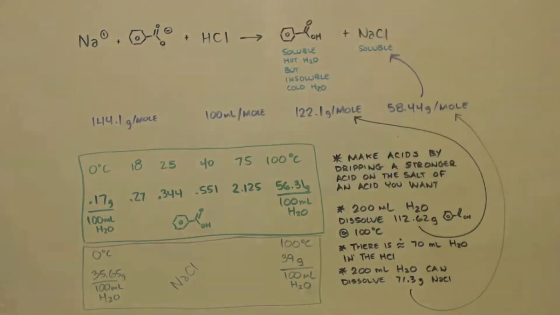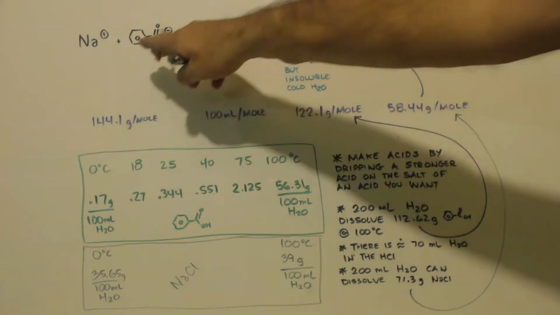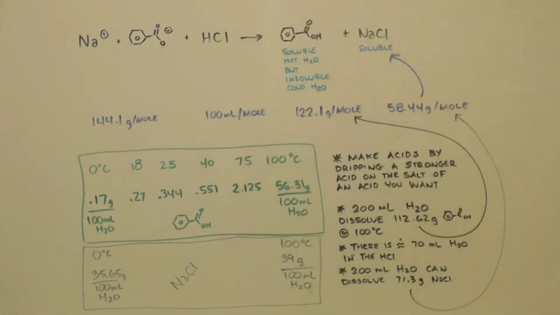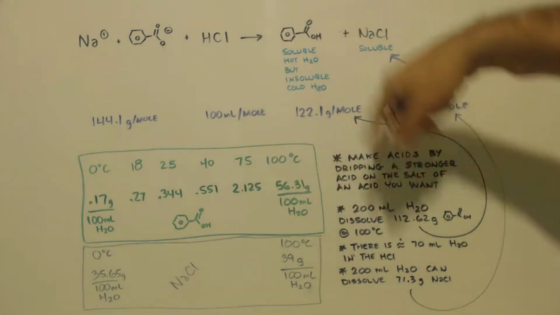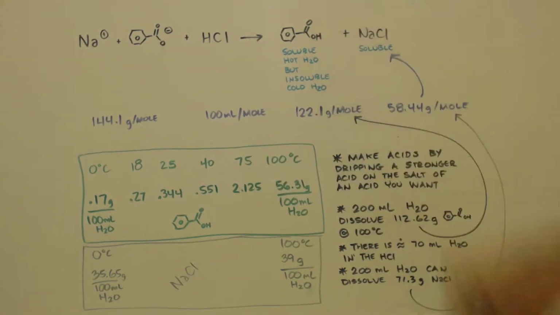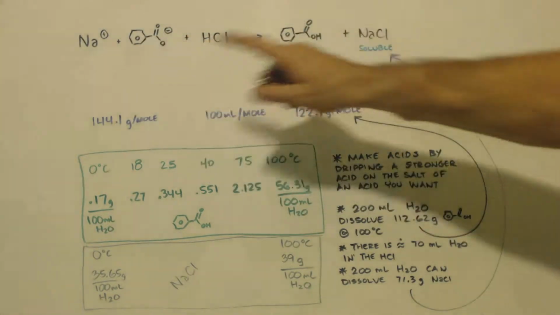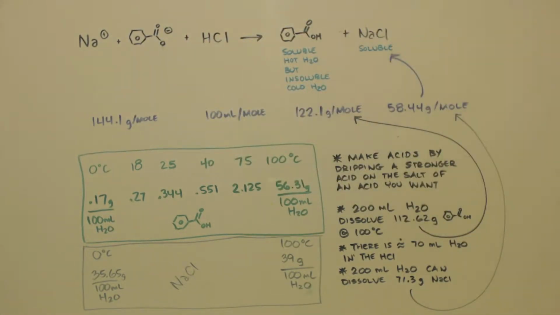Here's the equation. We got some sodium benzoate, 1 mole of hydrochloric acid, and we will make our benzoic acid. It'll precip out. These will both be in solution. This will precip out, and as you know, sodium chloride is soluble, so it'll stay in solution.